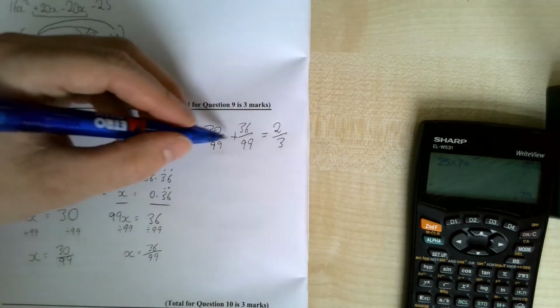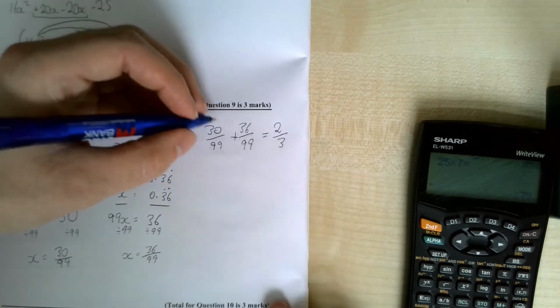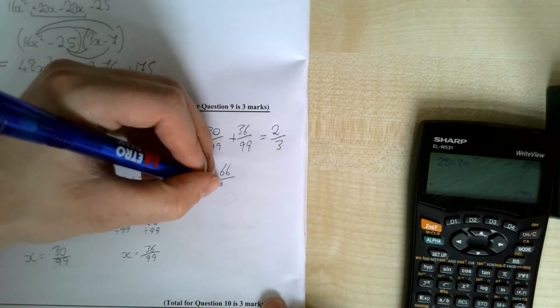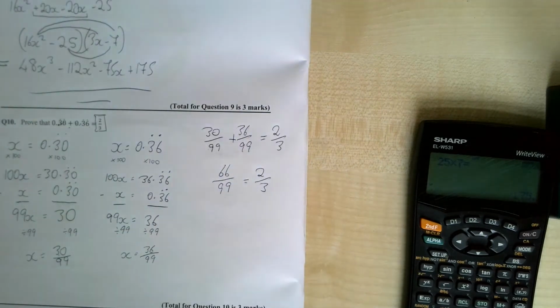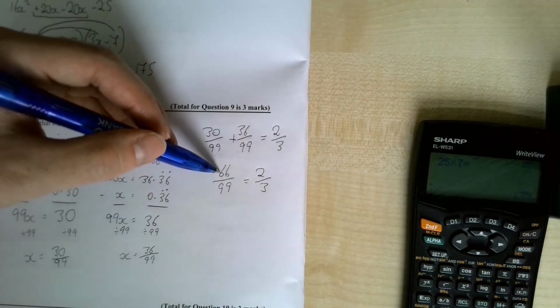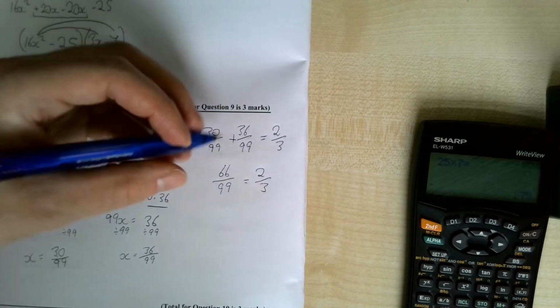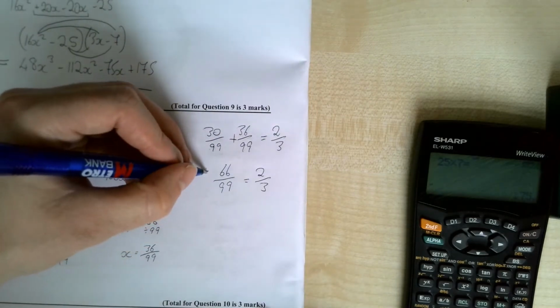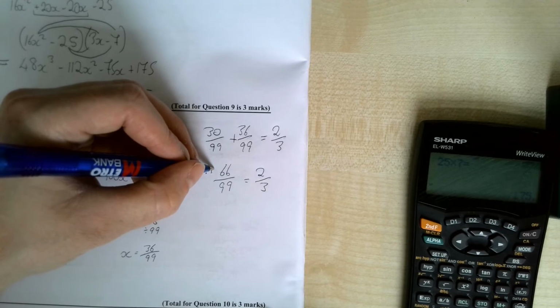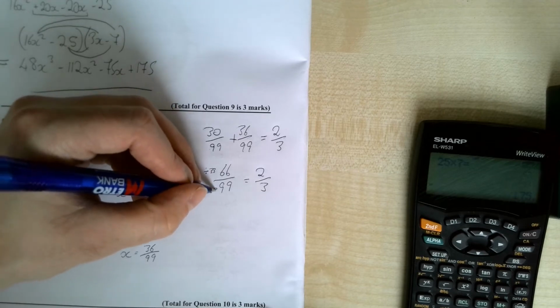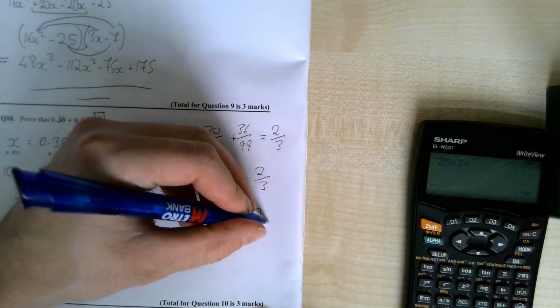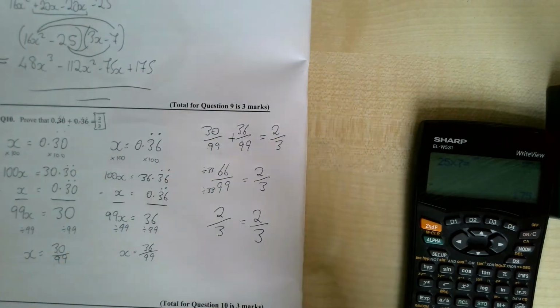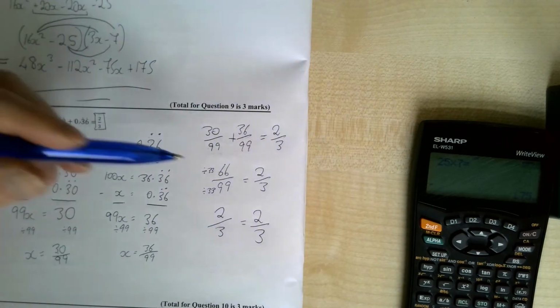If we add these together, we've got the same denominator, so we can add them straight away. 66 over 99 is equal to 2 over 3. I'm not so sure about that yet, but maybe you can notice that 33 divides into both of them. So if I divide the top and the bottom by 33, we end up with 2 over 3 is equal to 2 over 3. And that's it. That's what we wanted, to get that 2 over 3.